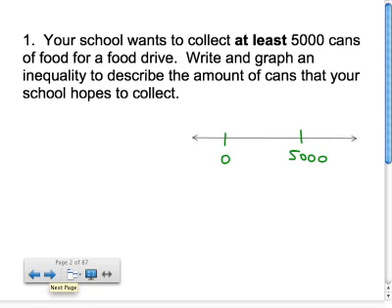If the number can be equal, then you do a closed circle. So we can equal 5,000. We put a closed circle at 5,000, and then greater than 5,000 means to the right. Greater than is to the right, less than is to the left.